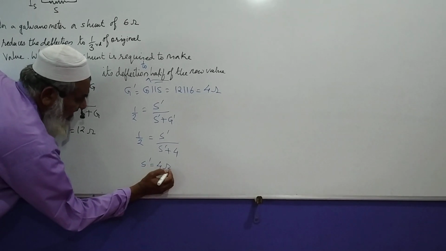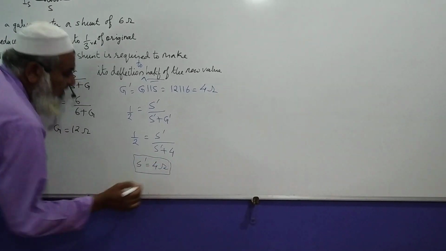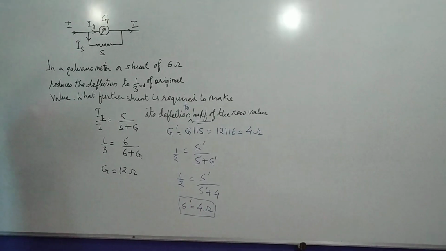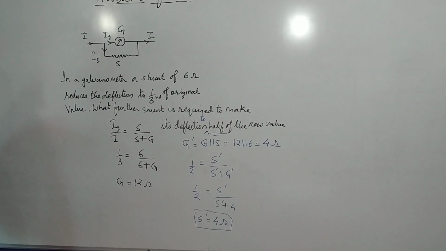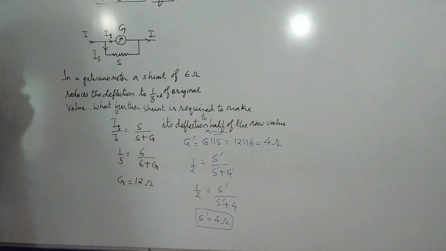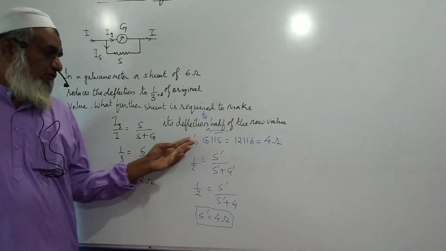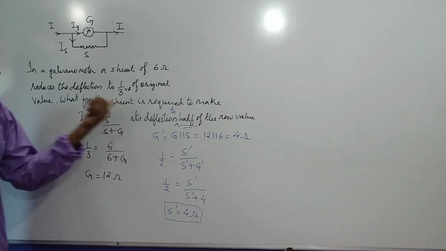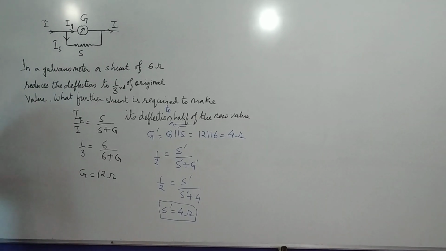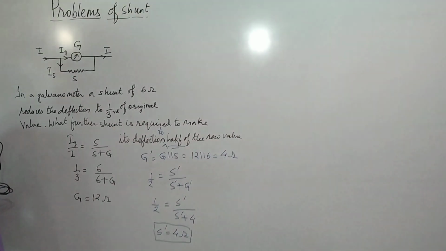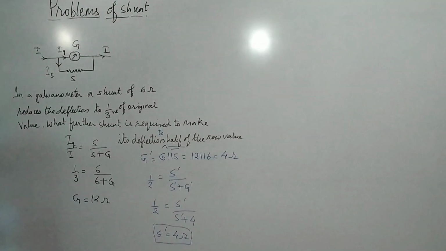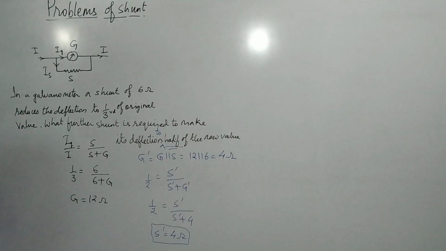In fact, these many calculations you don't have to do, because when it is asking that the deflection falls to half, then the galvanometer resistance and shunt resistance will be equal. So directly I could have used S dash is equal to 4, because it is asking the shunt to make the deflection equal to half of the existing value. So this is one question which can be asked in galvanometer.